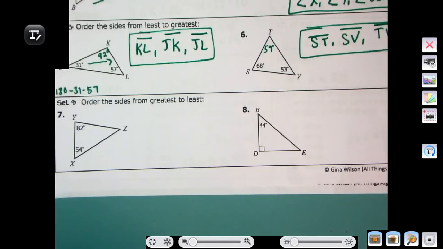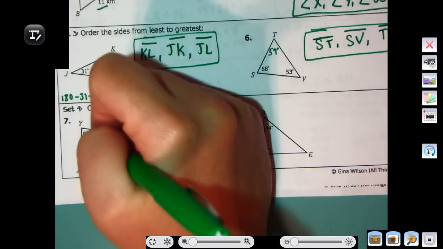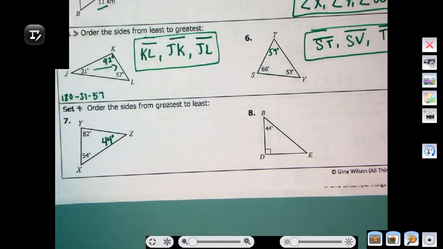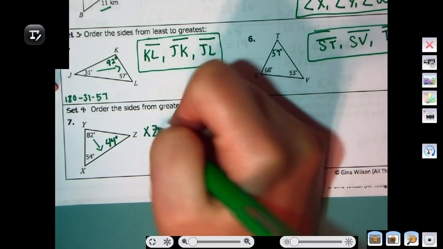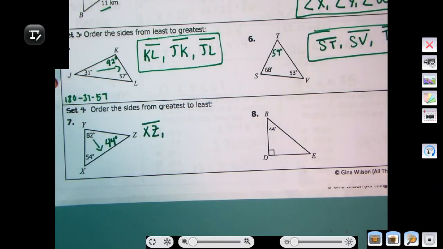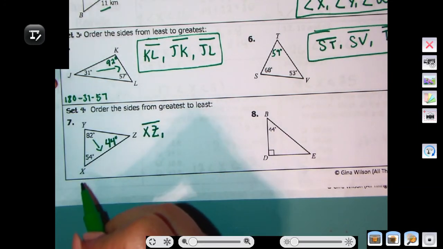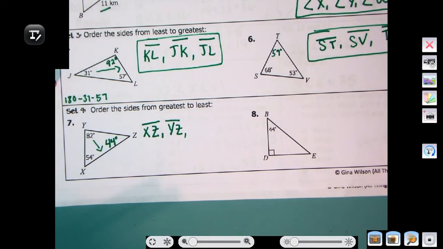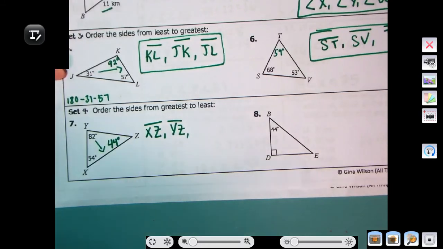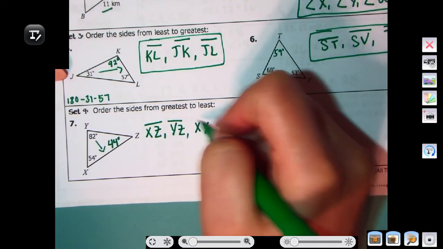All right, now let's order them from greatest to least, so opposite direction. So first, I'm going to subtract these from 180. So 180 minus 82 minus 54 gives me 44 degrees. So greatest to least. So my largest one is 82 degrees. So that's going to be XZ first. Second largest is 54 degrees. So it's going to give me YZ. And then my smallest is Z. So that's going to give me XY.